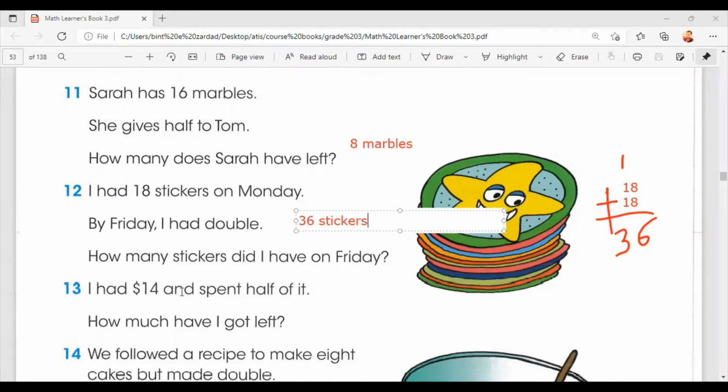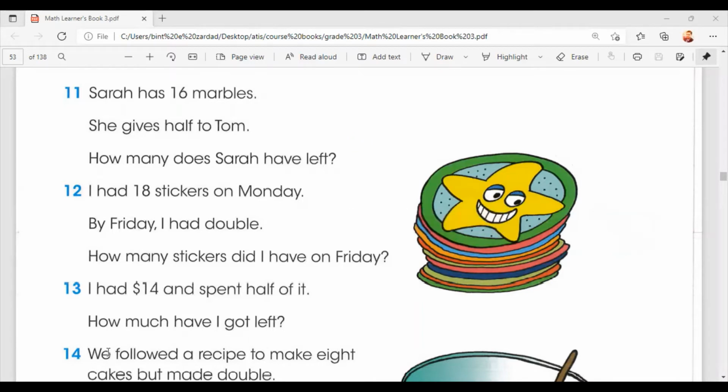I had $14 and spent half of it. How much have I got left? I had 14 and spent half of it. So making half of 14, it's equal to 7. 7 plus 7, 14. So half of 14, it's $7.